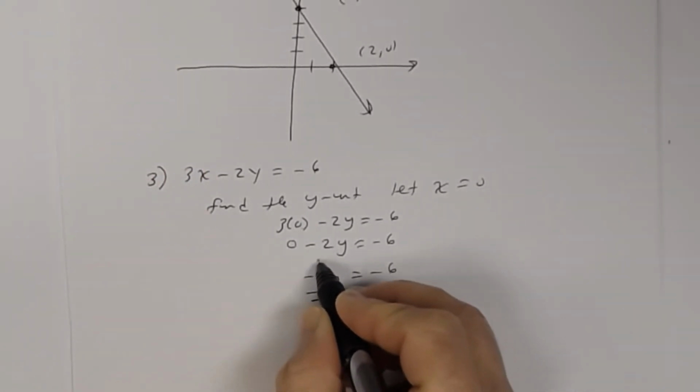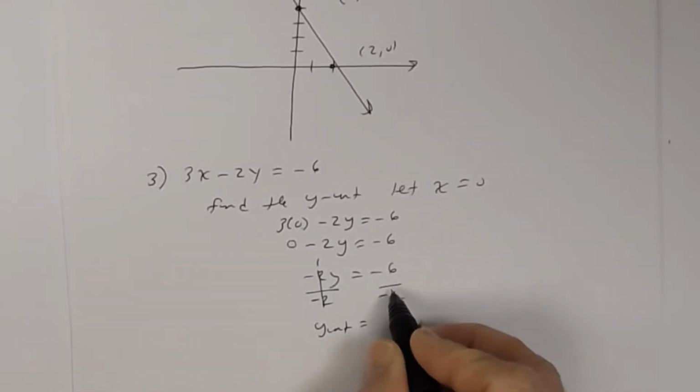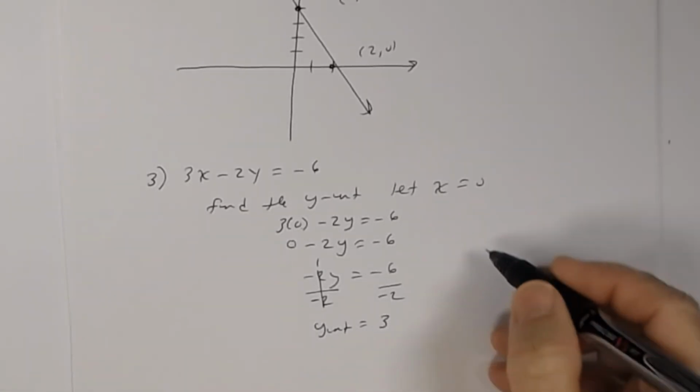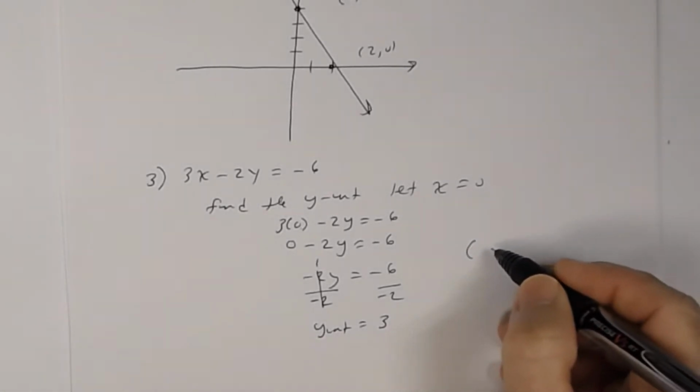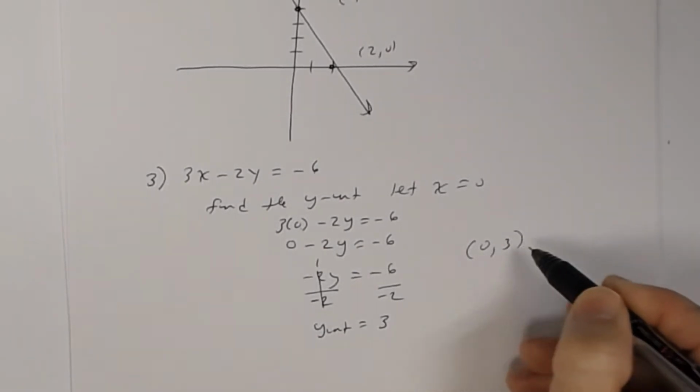And so negative 2 divided by negative 2 is 1. 1 times y is y. So I found the y-intercept to be a negative divided by negative is a positive 3. As an ordered pair, they ask you to put this as an ordered pair. Be careful, you got to say x, y. So x is 0, y is 3.